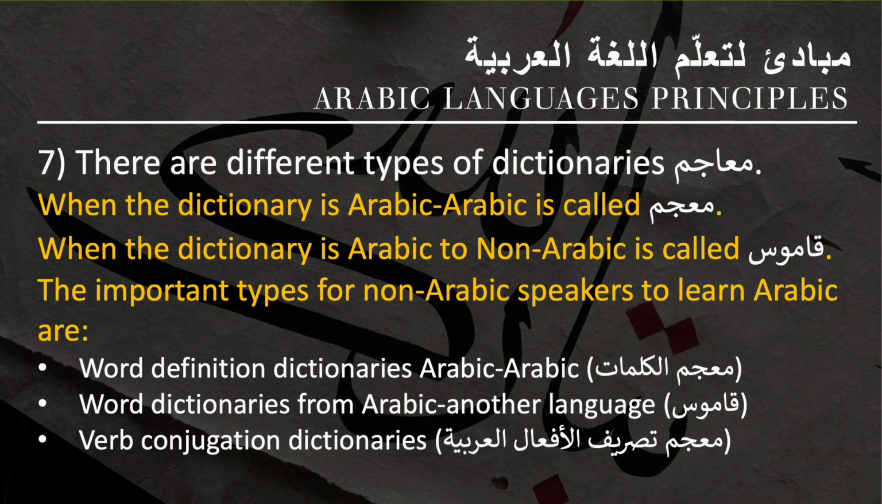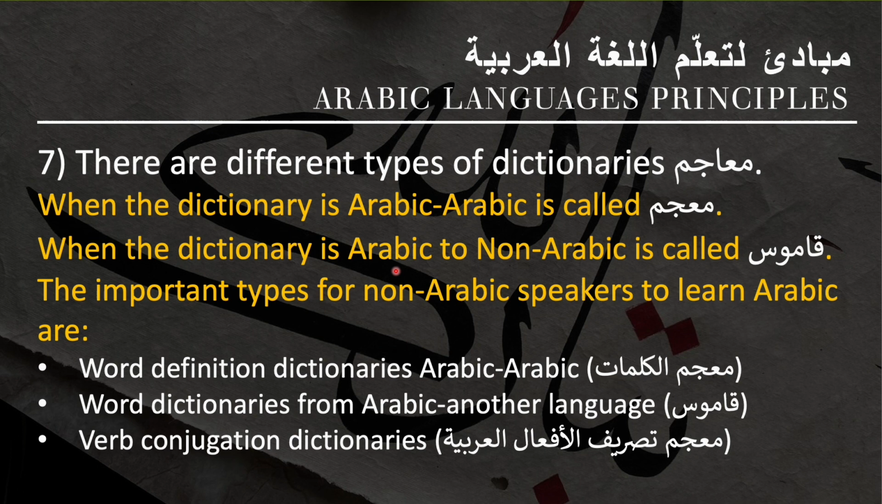We came to the point where I would like to highlight that when you are learning any new language, including Arabic, you would definitely need to use a dictionary, either to translate a word from the language you are learning to your own, or to find a word in the language you are learning. There are different types of dictionaries in Arabic. They are called معاجم. When the dictionary is from Arabic to Arabic, meaning within the same language, it is called معجم, just the general word for dictionaries.